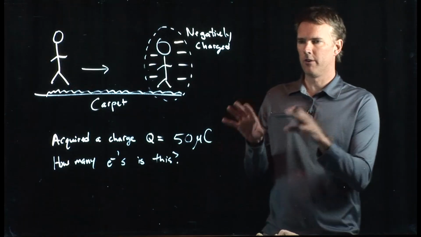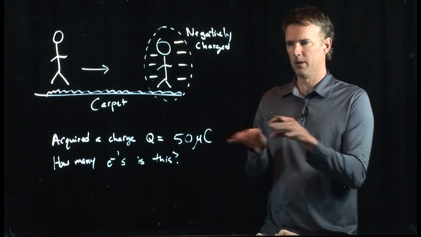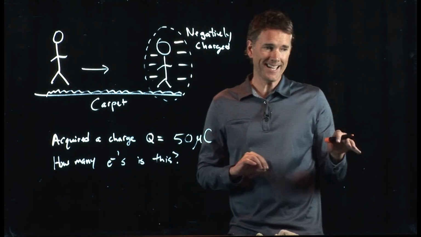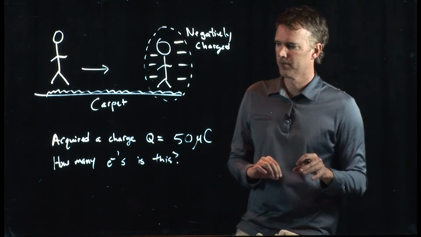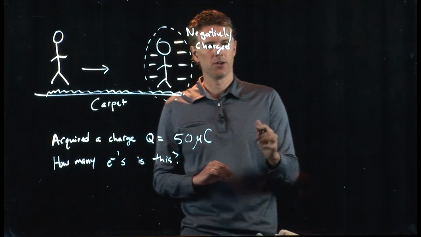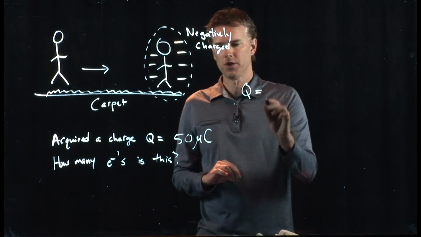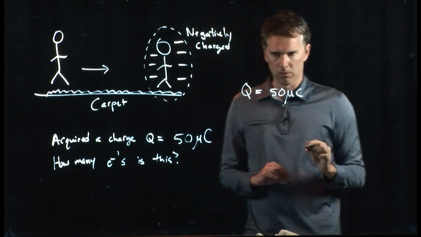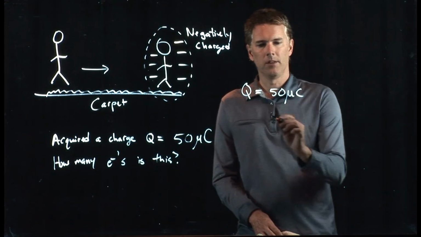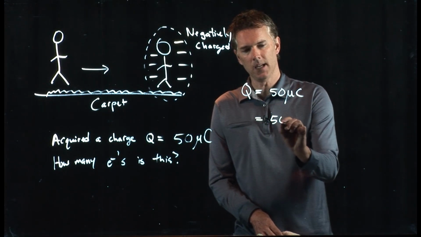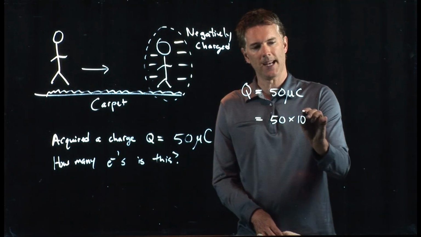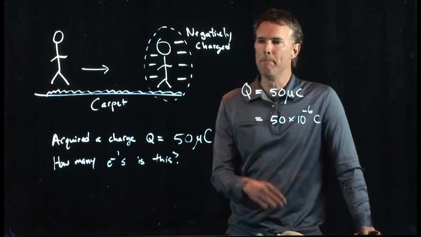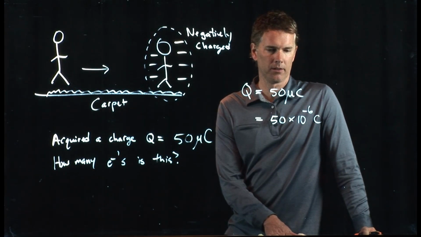We're just trying to convert from one unit to another. The unit that we're in is microcoulombs. The unit that we want to get to is electrons. Electrons, of course, have charge. We need to figure out what that conversion is. Let's start with the easy one, though. 50 microcoulombs is equal to 50 times 10 to the minus 6. That's what a micro means. Right? Micro is a millionth, which is 10 to the minus 6.